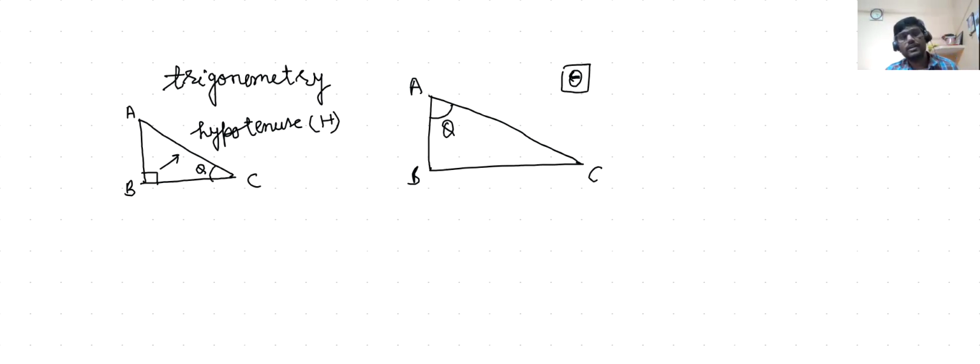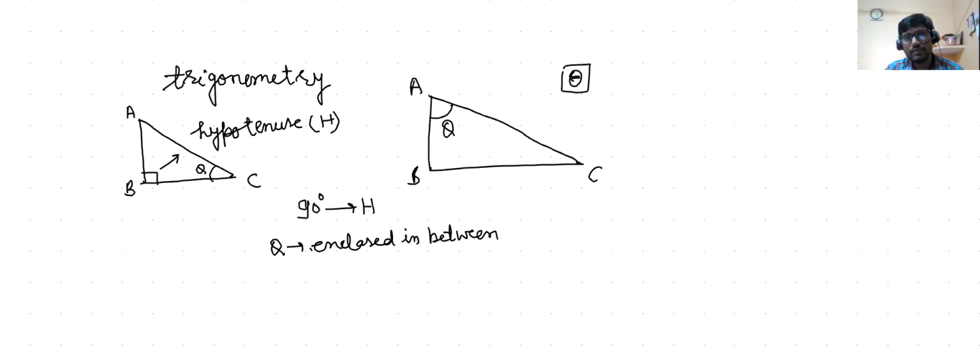First of all, the important thing is the line you find in front of 90 degree, that is the hypotenuse. And the second thing is angle theta: angle theta is always enclosed in between the base and hypotenuse. So we have already found the hypotenuse, which is found in front of B.